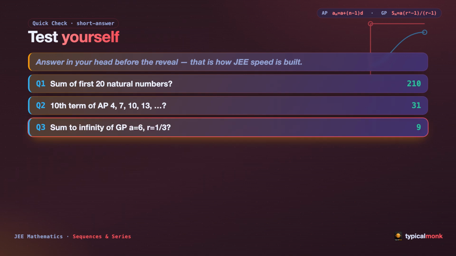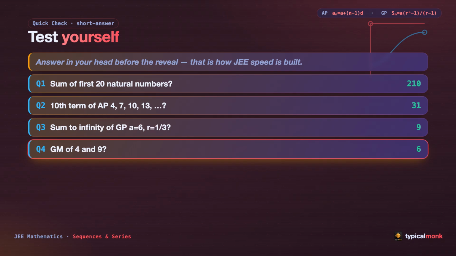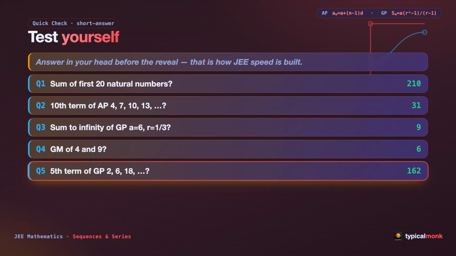Question 3. What is the sum to infinity of a GP with first term 6 and common ratio 1/3? 6 over 1 minus 1/3, 9. Question 4. What is the geometric mean of 4 and 9? The square root of 36, 6. And question 5. What is the fifth term of the GP 2, 6, 18, and so on? 2 times 3 to the power 4, 162. If you caught all 5, you have truly understood today's class.